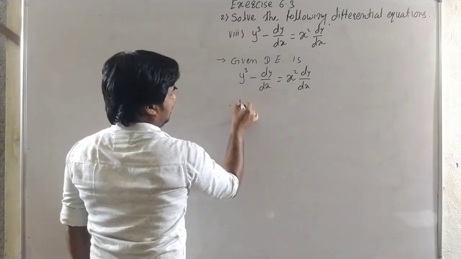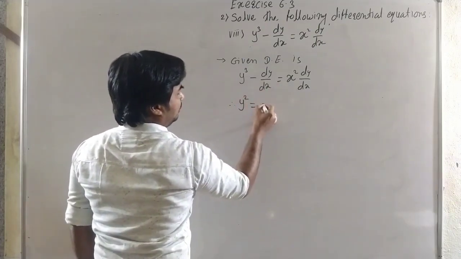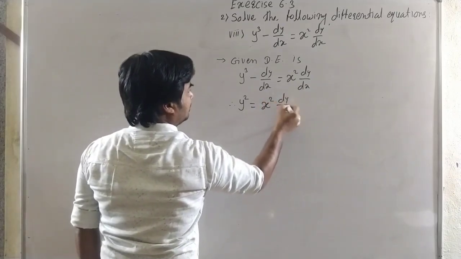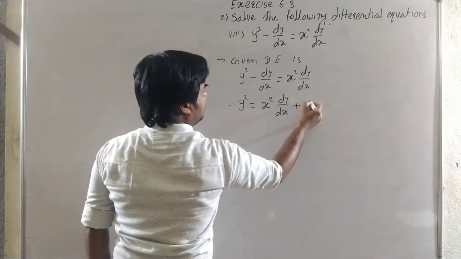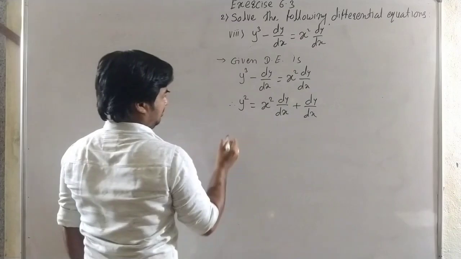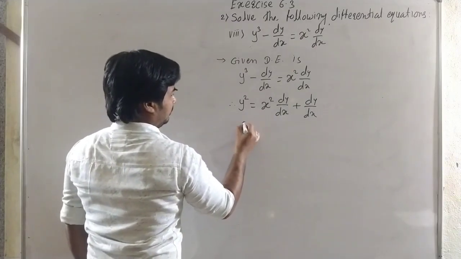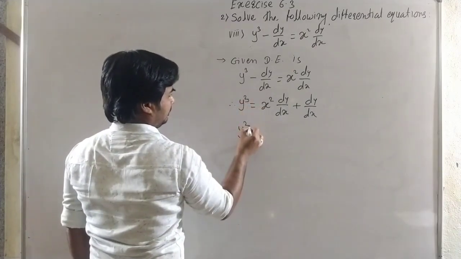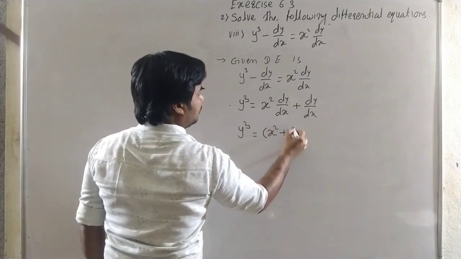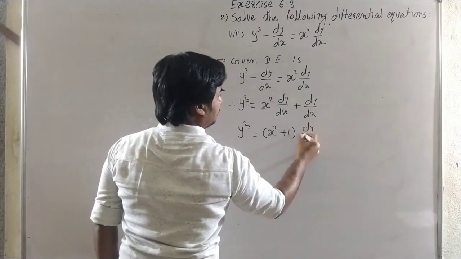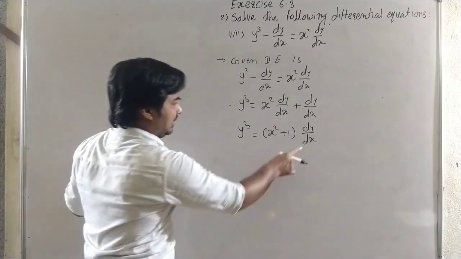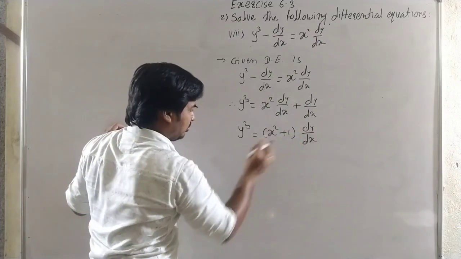Collect this, it is y square is equal to x square dy by dx plus dy by dx. Okay, this minus dy by dx becomes plus in the RHS. Therefore y cube is equal to x square plus 1 into dy by dx. Then, first separate the differential coefficient.